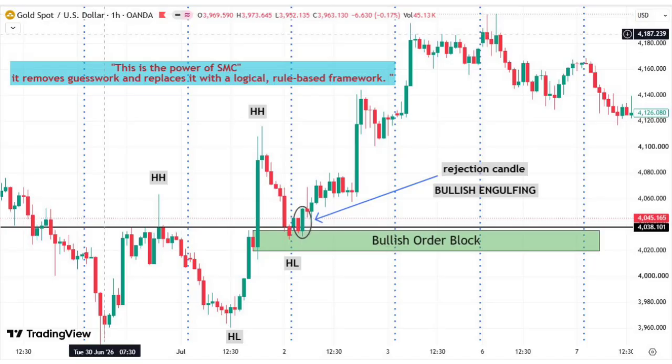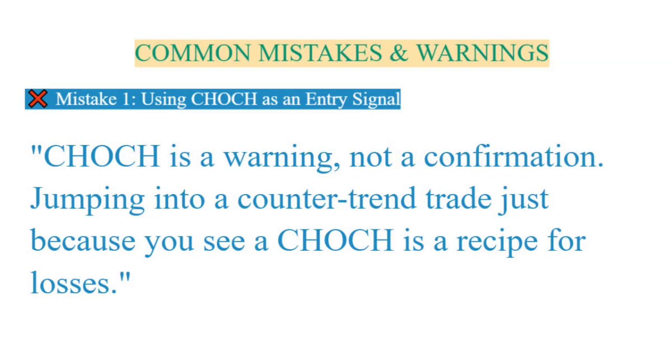This is the power of SMC. It removes guesswork and replaces it with a logical, rule-based framework. Part 7. Common mistakes and warnings. Before we wrap up, I want to highlight some common mistakes I see traders make.